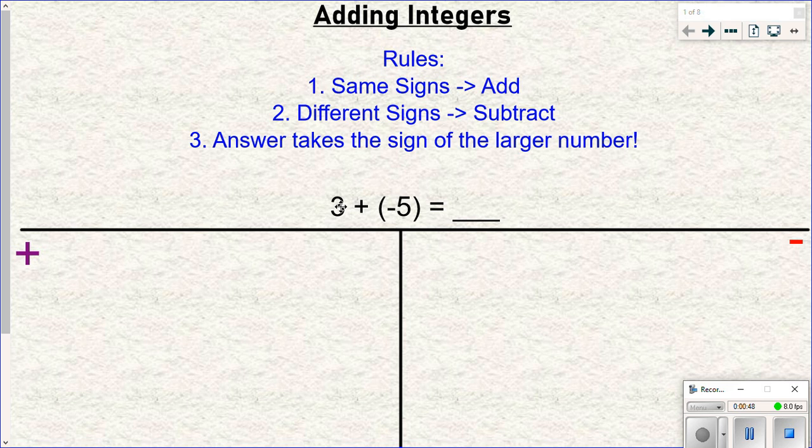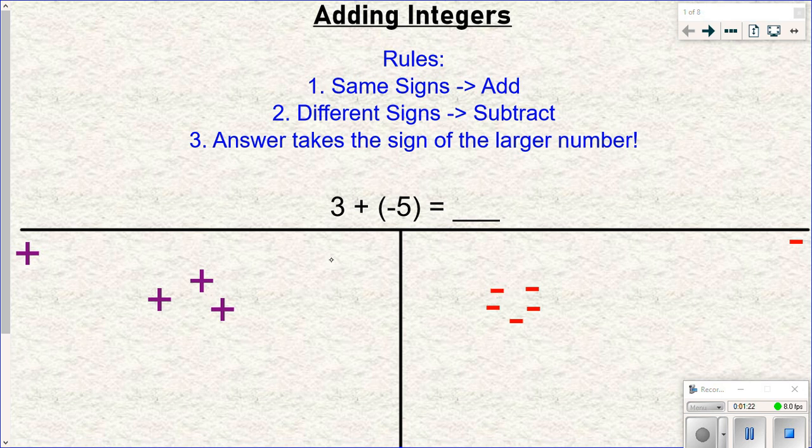So in this question, 3 plus negative 5, we have 3 positives. So let me drag 3 positives down here. 1, 2, 3, and we have 5 negatives. Let me drag 5 negatives over here. 1, 2, 3, 4, 5. So we've got a battle between 3 positives and 5 negatives.